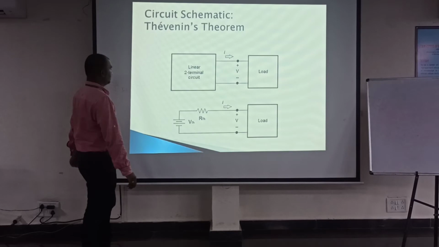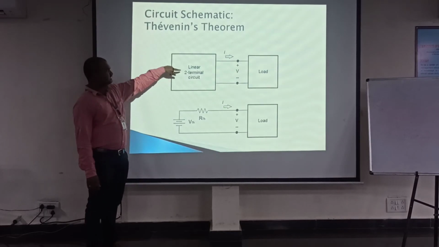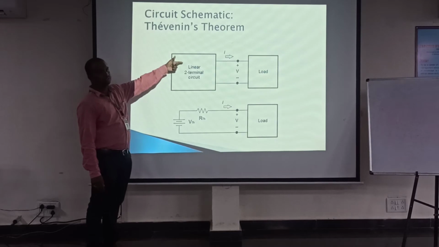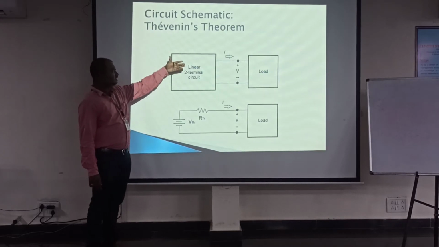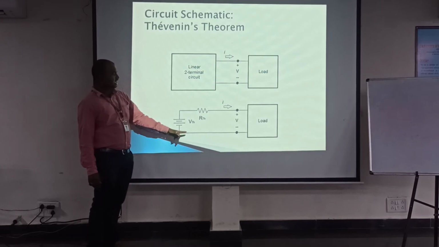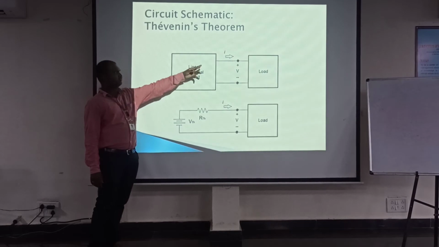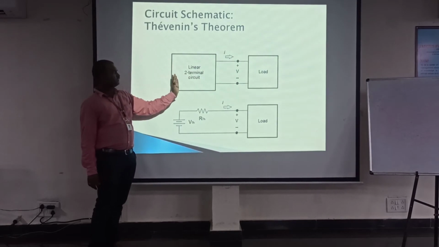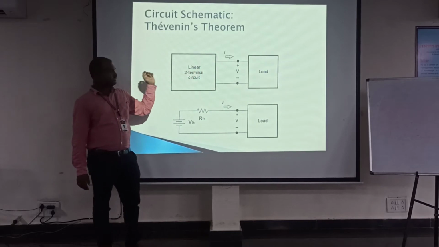See here, this is the linear two-terminal network. In this network, we have a number of sources and resistors, a number of elements. That is the complex network that is simplified as a two-terminal network. Two-terminal network means we have two terminals, and in between the two terminals we connect the load. Load means that which utilizes the energy from the circuit.